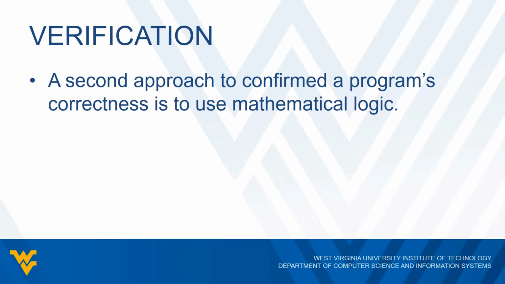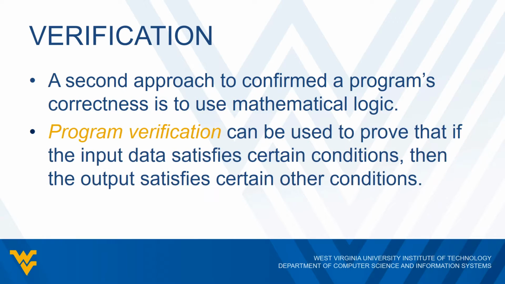A second and totally different approach to confirming a program's correctness is the use of mathematical logic. So we use what's called program verification, and this can be used to prove that if the input data to a program satisfies certain conditions, then after the program has been run on these data, the output data would satisfy certain other conditions.